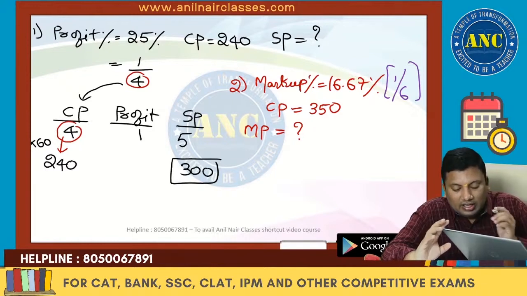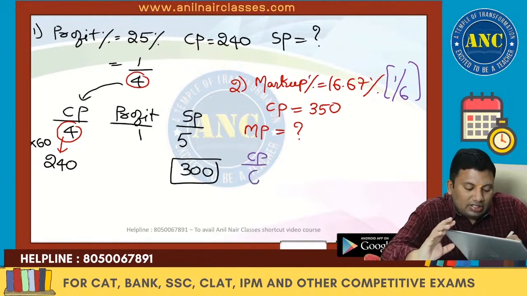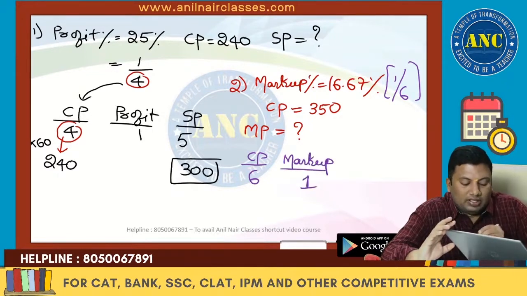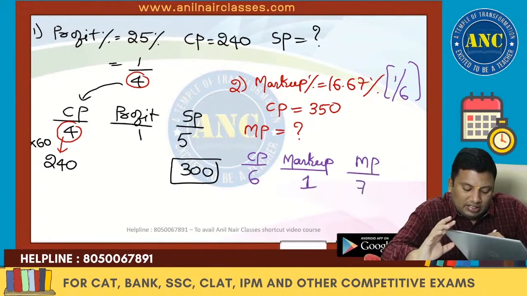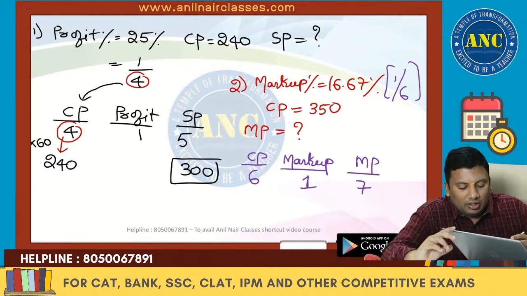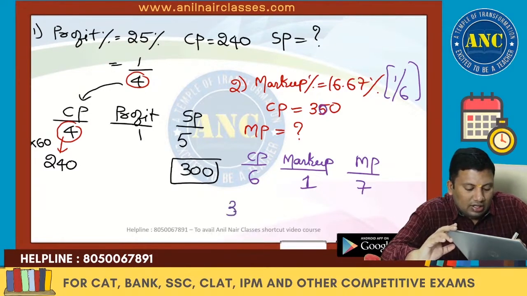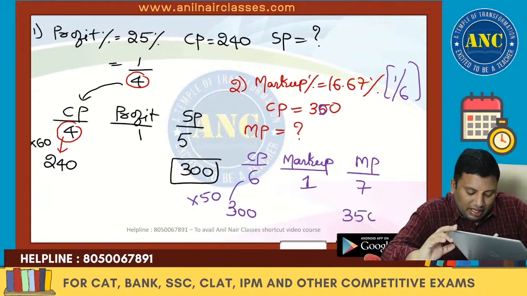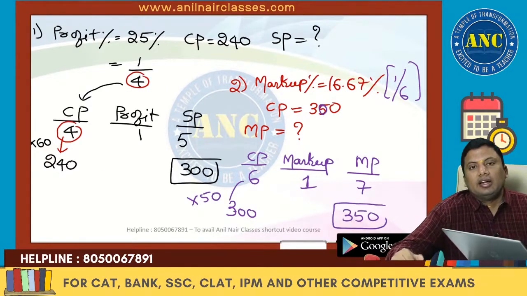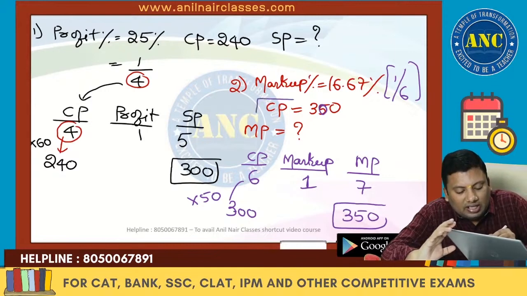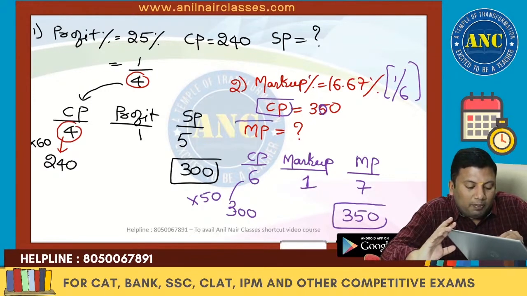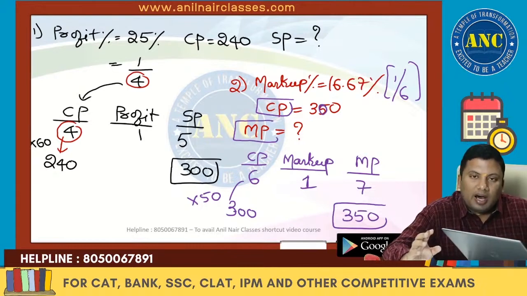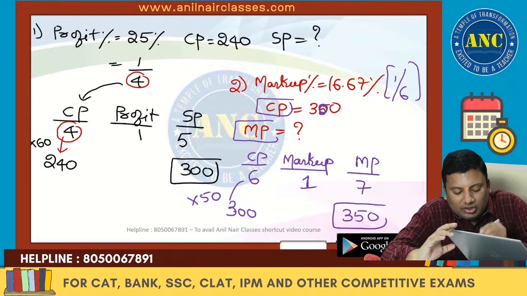Now see here. Listen carefully. I went to a shop and purchased a product at 6 rupees. There is no label on the product. I added 1 rupee extra to 6 rupees. Market price is 7 rupees. So 6 is 300 and 7 is 350. I hope the idea is clear. Cost price is the price at which the product is purchased. Market price is the price at which the product is marked.